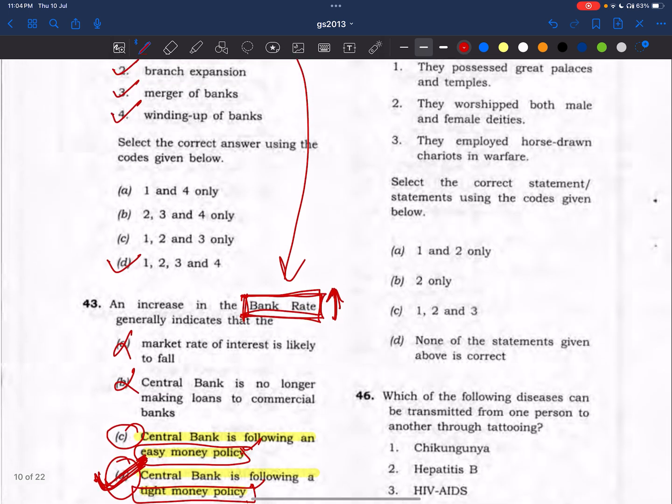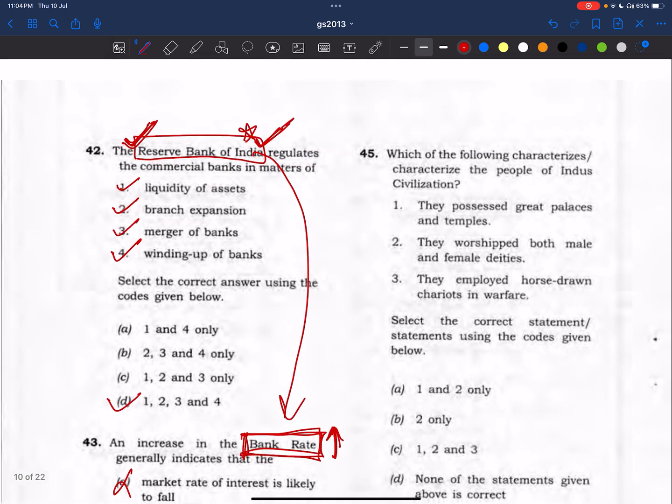Now, coming to the 45th question. Which of the following characterize the people of Indus civilization? The Indus Valley civilization is very much important for us. UPSC, one year or the other, will definitely ask about IVC. And now also it is very important because IVC has completed 100 years of its discovery. So this is very much relevant for the 2026 prelims as well.